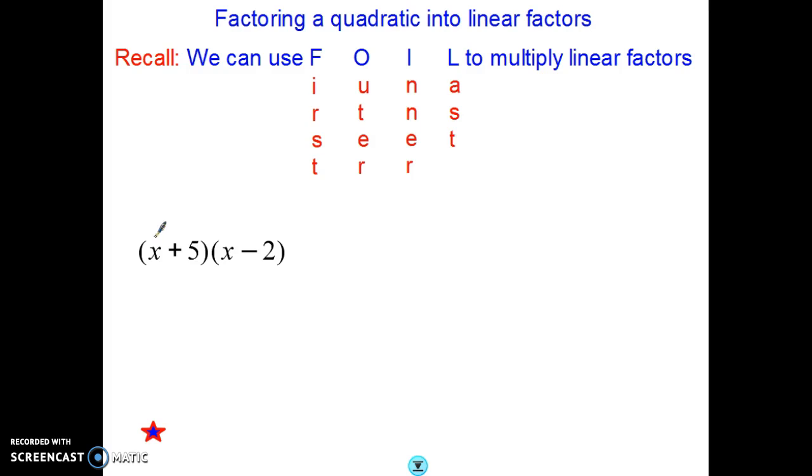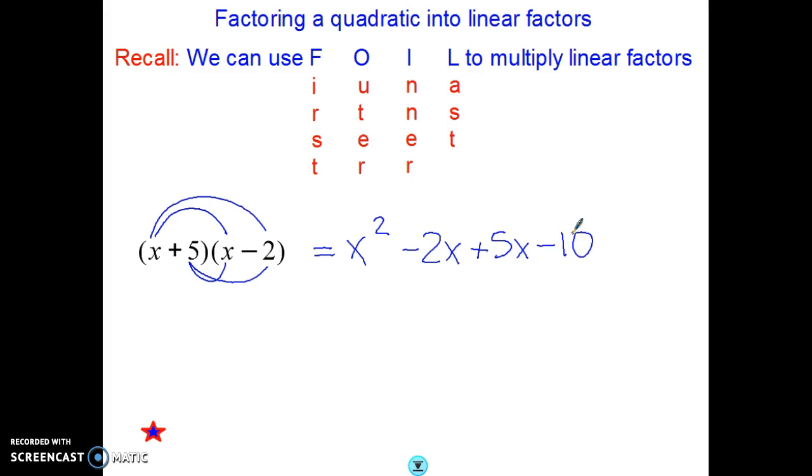So in this case, if we do x times x, we get x squared. If we do outer, x times negative 2, we get negative 2x. If we do 5 times x, inner, we get 5x. And if we do last, 5 times negative 2, we get minus 10. That, of course, then simplifies down to be x squared plus 3x minus 10 after we combine like terms.